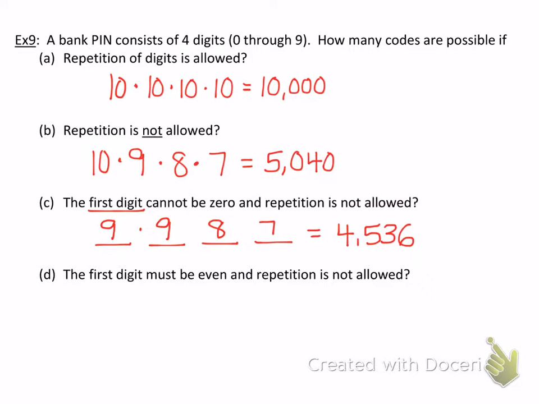And then our last one is the first digit must be even and repetition is not allowed. So how many even numbers are there? 5. 0 is considered even. So then we have 9 left because whatever we use for the first one can't be used again in the second one. And then it can't be used again, so we have 8 and then 7. So for those problems, you really have to just look at the specifics of what they're asking to get the values that you need.